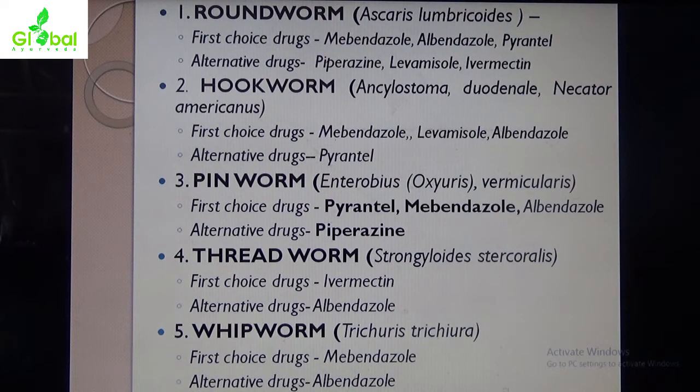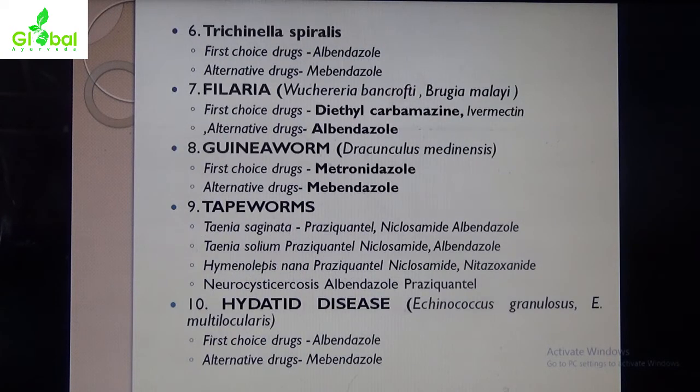Pinworm is known as Enterobius vermicularis. In pinworm we can use pyrantel, mebendazole, albendazole, and alternatively we can use piperazine. In threadworms, that is Strongyloides stercoralis, we can use ivermectin and albendazole. In whipworm, that is Trichuris trichiura, the first drug of choice is mebendazole and alternatively albendazole.